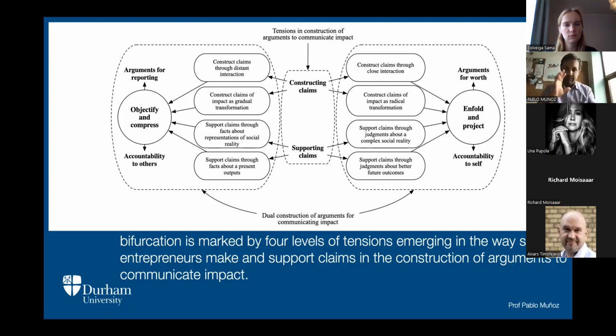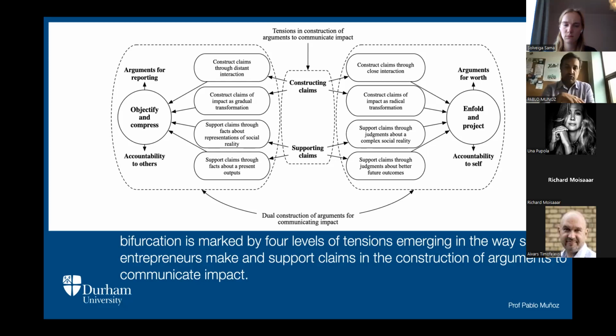So, for example, in accountability to others, which is the construction of arguments for reporting through objectification and compression, claims are constructed through distant interactions. You remain very distant from that social reality. You just show a gradual transformation, because it's mostly focused on outputs, not outcomes. You can only capture whatever is happening in the moment. So that's how you construct claims.